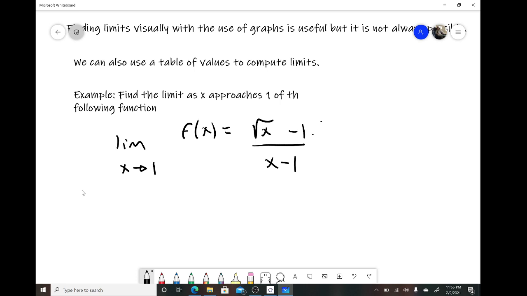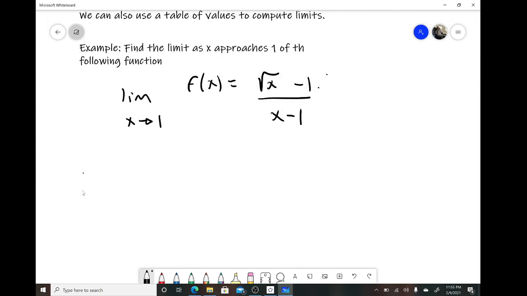So what we're going to do for this table is we're going to have our x values and we're going to have our output values. Remember, x is the independent variable, so we get to pick whatever values we want for it.